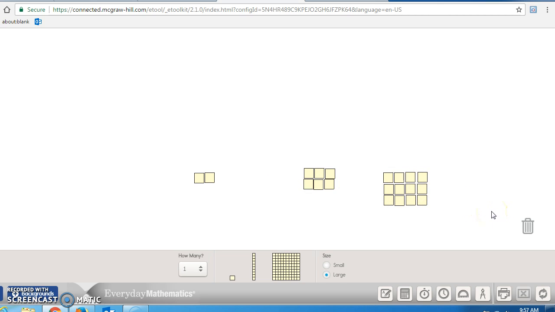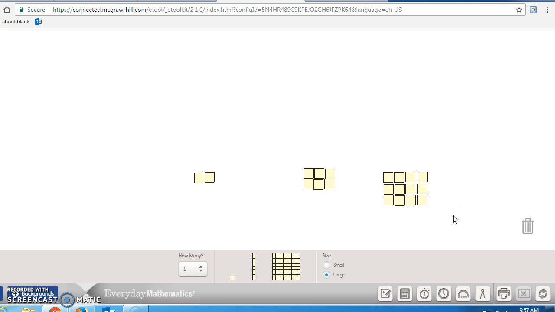In each successive rectangular number, the number of rows and columns increases by 1. So in this first one, you see there is only 1 high and 2 across. So if we increase it by 1, now it's 2 high and it's 3 across. If we increase it 1 again, now it's 3 high and 4 across.